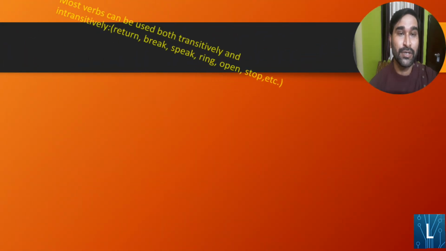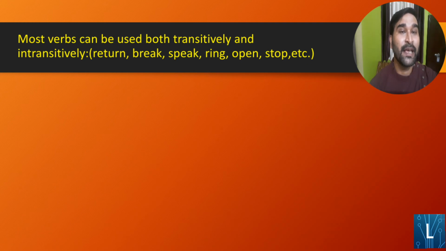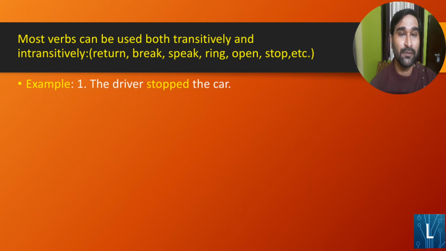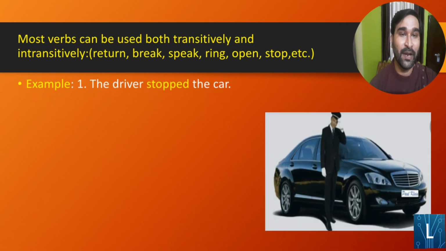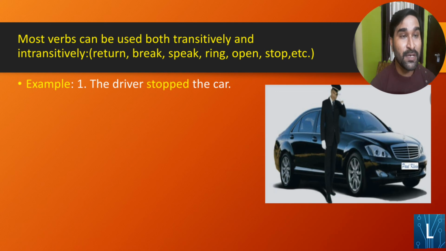Now here, most verbs can be used both transitively and intransitively, maximum. We are taking some examples like return, break, speak, ring, open, stop, etc. Now to explain it, I have taken one example: the driver stopped the car. Here I have used the verb stop. Next, the same verb I have used in another way, that is, the car stopped suddenly.